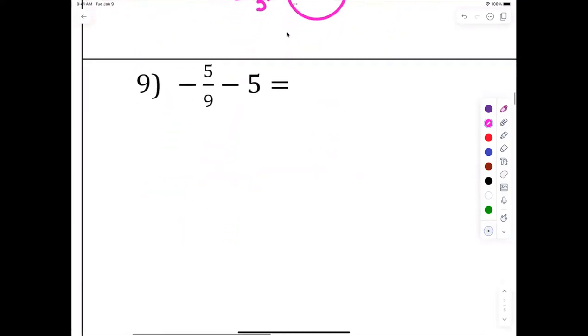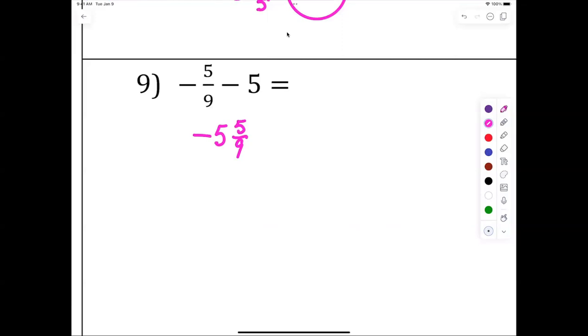Here's another one that people have so much trouble with. I don't understand the problem here. What is the answer? -5. You are amazing, buddy. That was really good. -5 and 5/9.